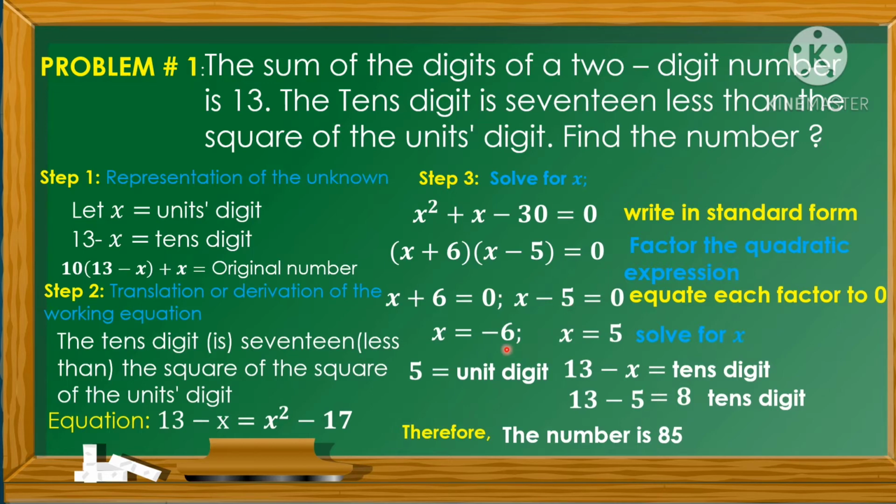Kasi pag sinubstitute natin si negative 6 as the units, paano naman itong 13 minus x? So magiging 2-digit number yung tens value. So hindi po pwede. So yung 5 lang talagang siyang tatanggapin na unit digit. Okay?